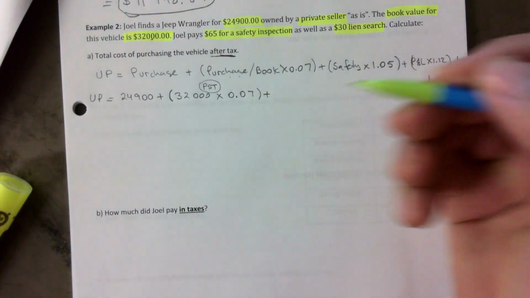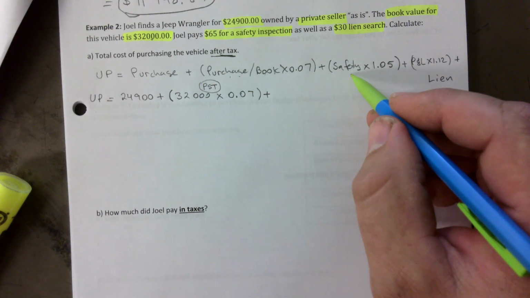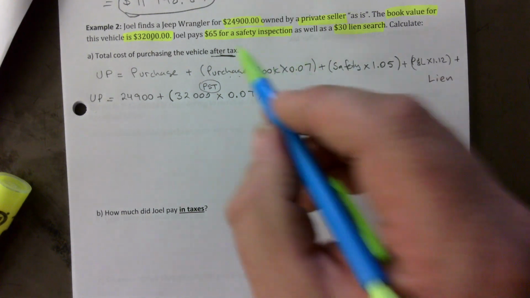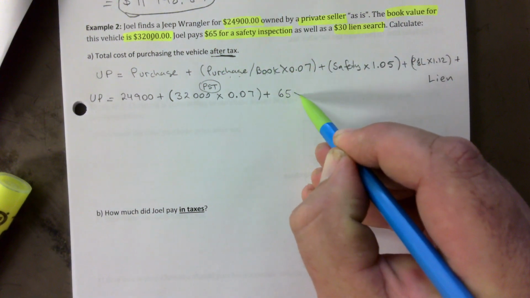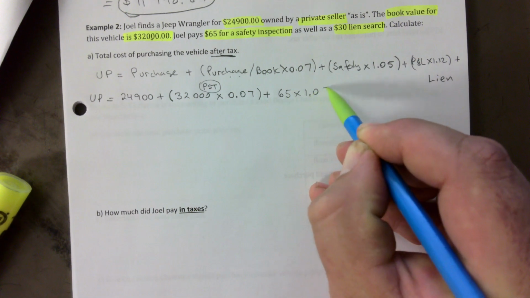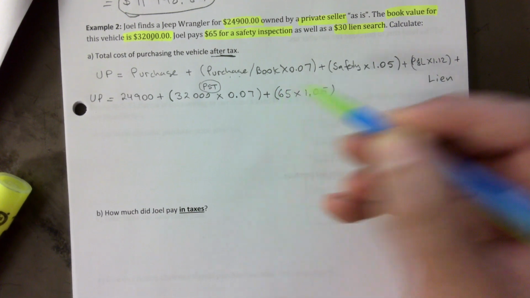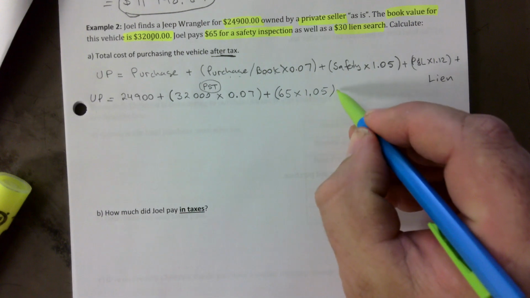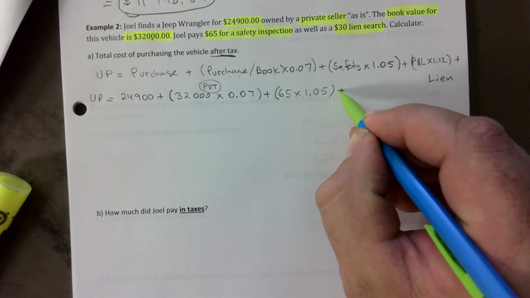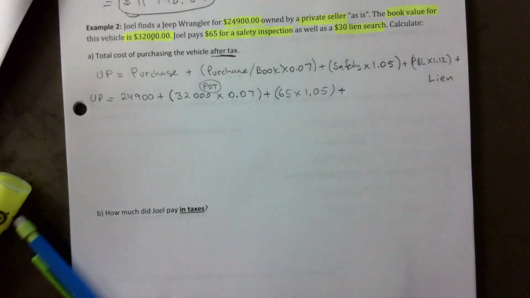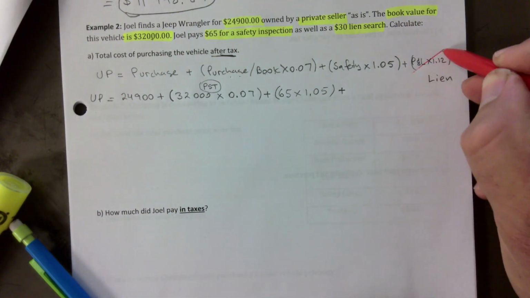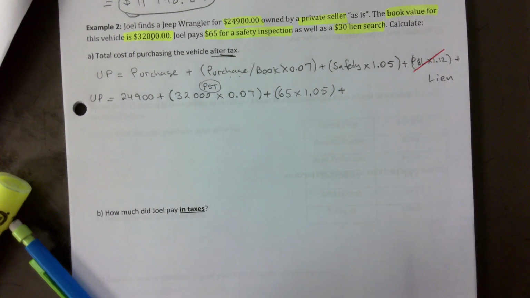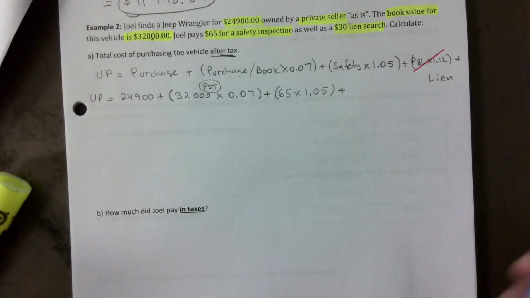Plus, safety. Is there a safety? It could be that it doesn't mention one. But it does mention one, $65. So we're going to go 65 times 1.05, brackets. Plus, are there any parts and labor? No, right? So actually, in my notes, I'm going to get rid of that portion. I don't need to worry about it because it doesn't mention it.